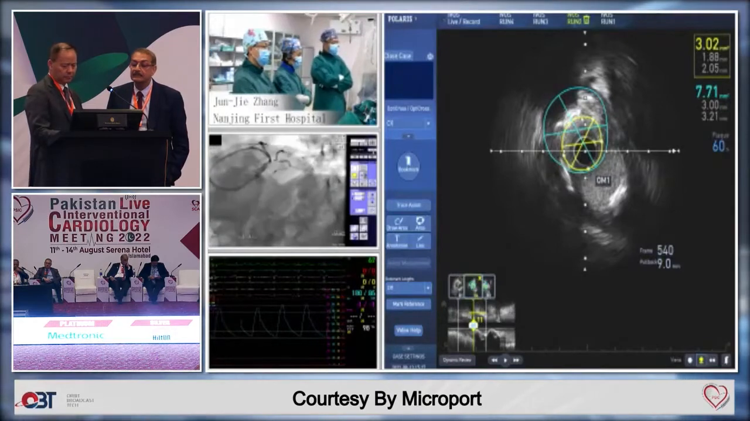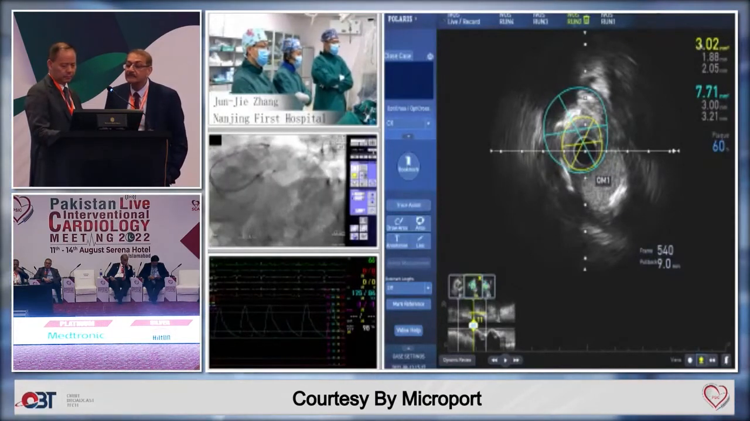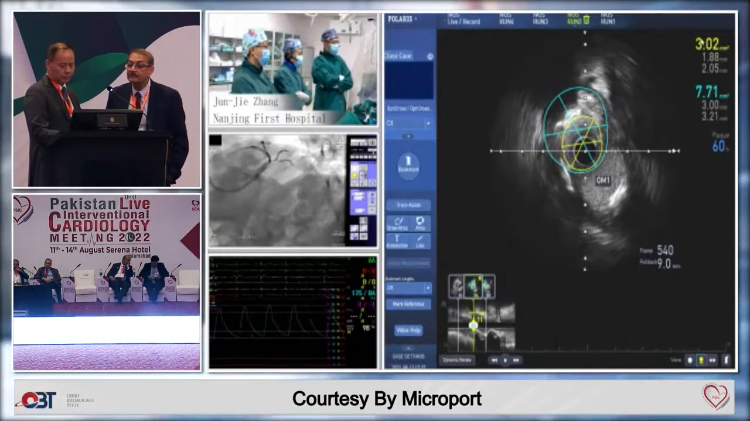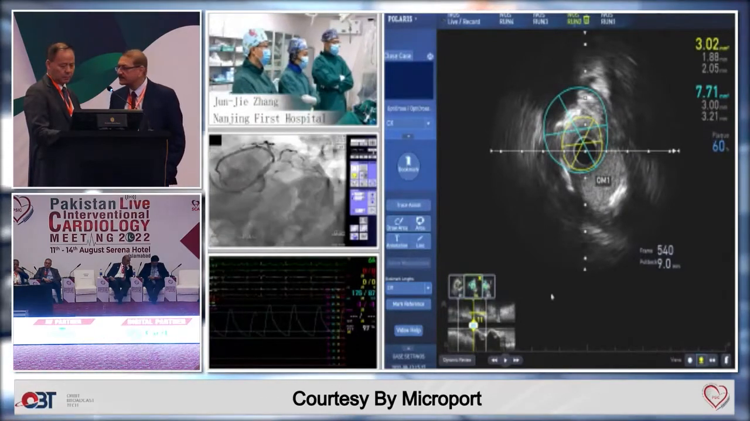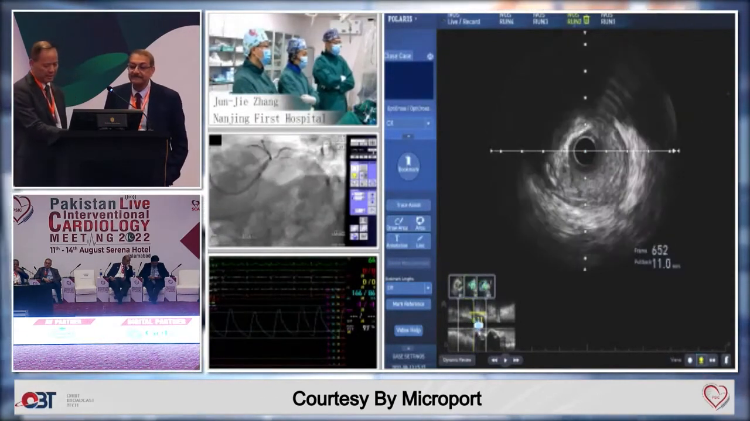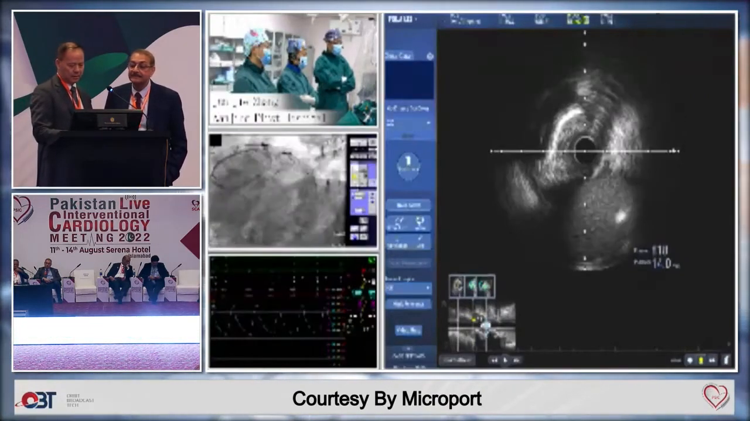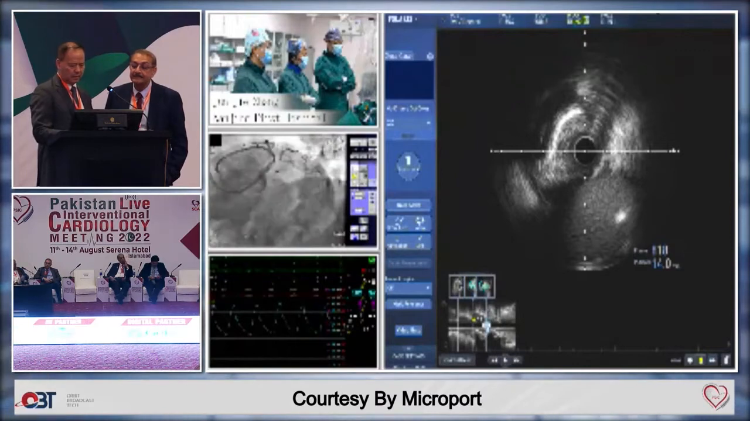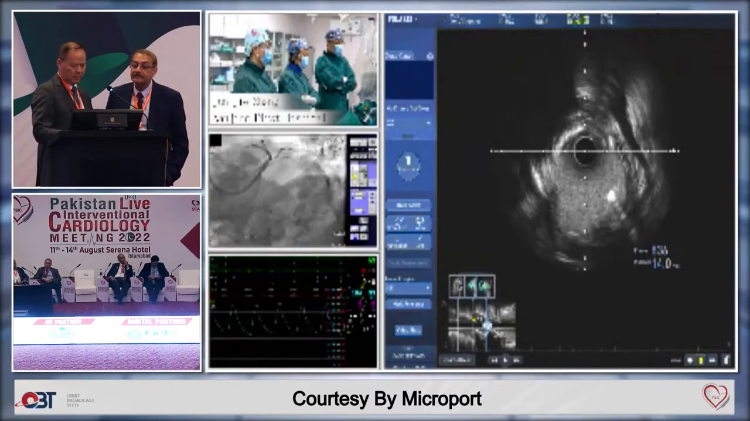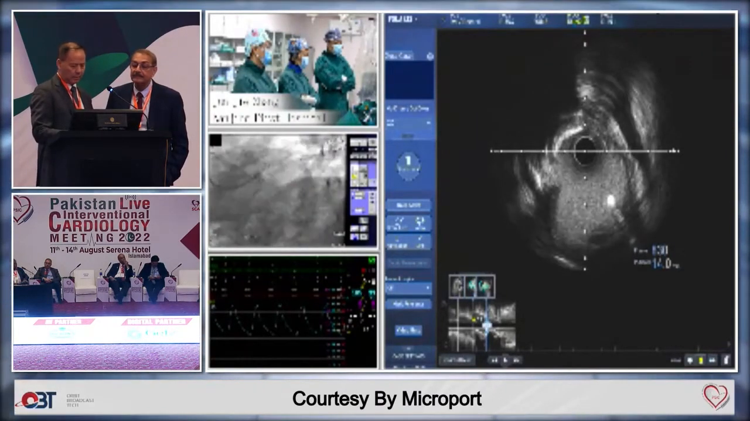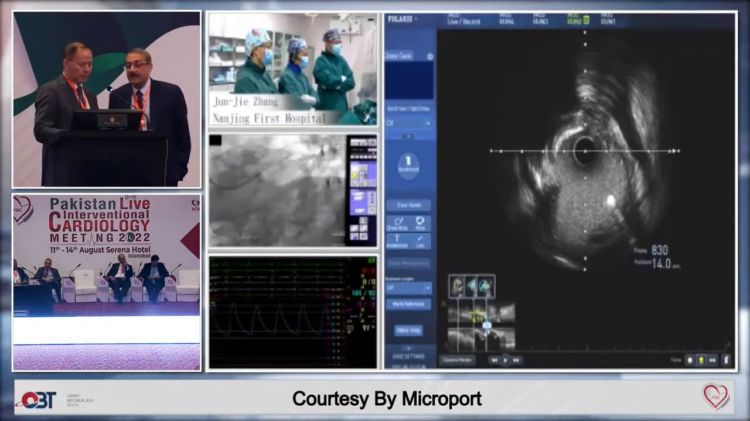And the ostium circumflex is 3.0 millimeter square. Plaque burden is just 60%. Then pull back, this is the proximal circumflex. And the whole lesion length from the distal reference to ostium circumflex is just 6 millimeter. Okay, this is the baseline IVUS imaging.